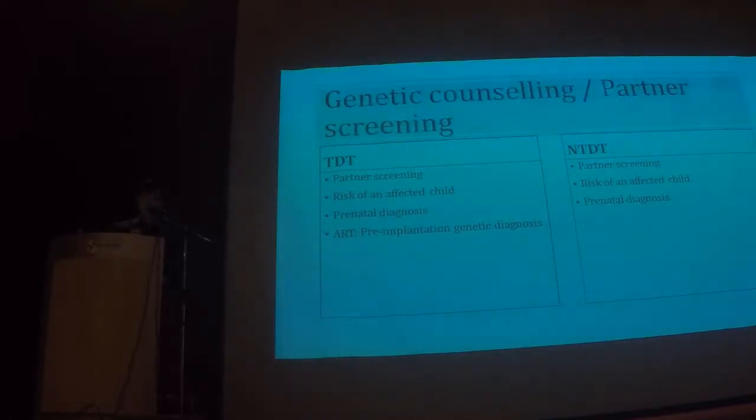And of course, genetic counseling, don't forget that you need to screen the partner because of the risk of an affected child. If you have the option, of course, offer prenatal diagnosis, or even if you're doing ART, if you have the option, consider this. Like I said, I won't touch on that today.